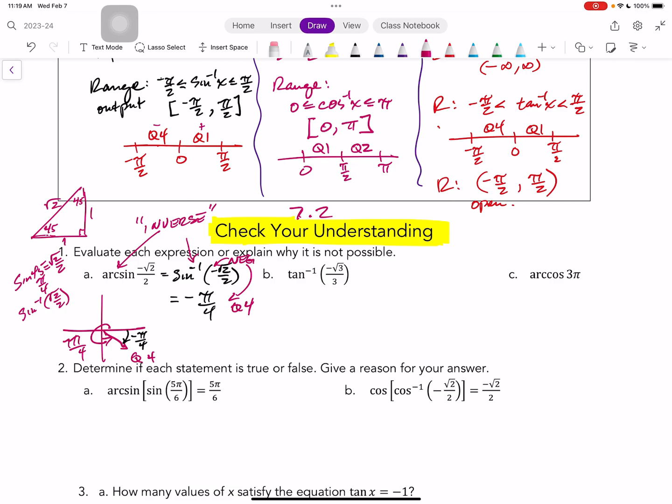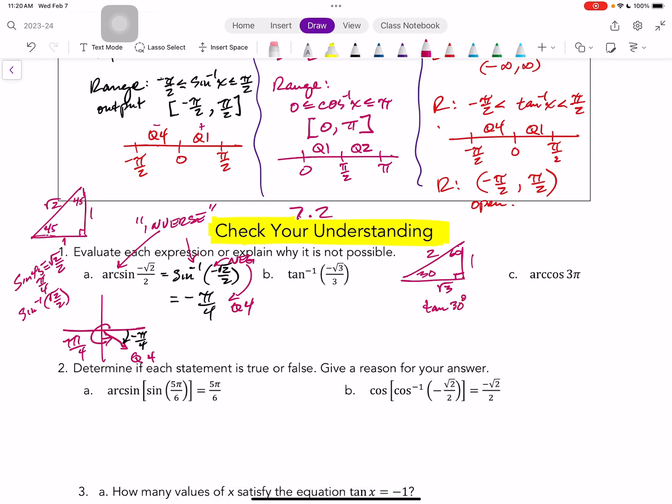Part B, what's the inverse tangent of root 3 over 3? Well, we need to go back to a different triangle. So let's draw the 30, 60, 90 somewhere. Let's draw one right here. So 30, 60, 90, with sides 2, 1, rad 3. And on this triangle, we know that the tangent of 30 degrees is 1 over root 3.